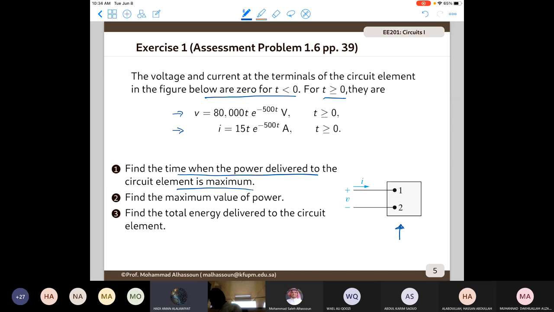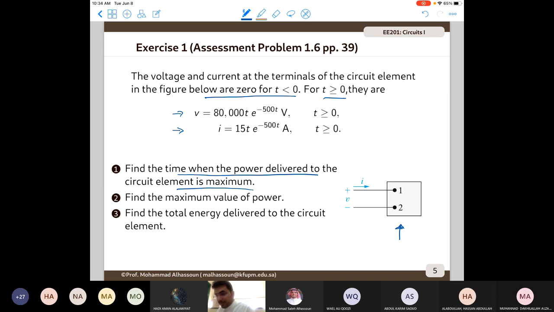By using the formula for the power, we can use the optimization from math 101 and differentiate it and put it equal to zero to find the time which is the maximum. Exactly, that's what we're going to do.